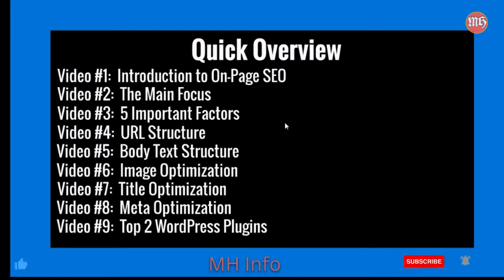But what we're doing now is we're just trying to get an idea of what we're dealing with. So we got the intro, the main focus, the 5 important factors, and then we dive into the 5 important factors, which are 1, 2, 3, 4, 5, and we show how to implement the 5 factors. And then the top 2 WordPress plugins basically speed up the whole process for these 5 factors, if that makes sense. So that's basically the premise of the video course.